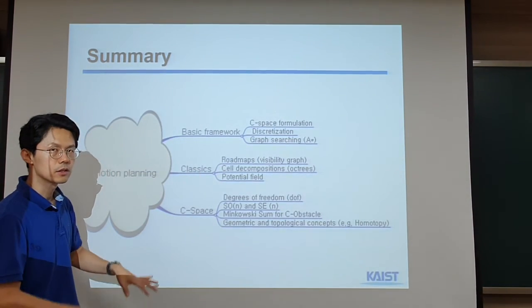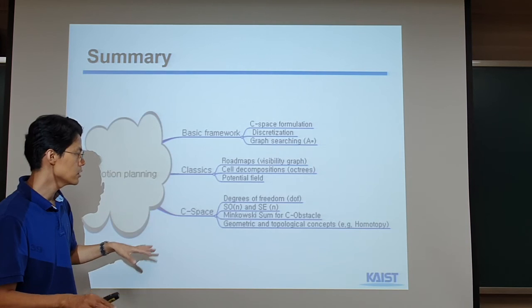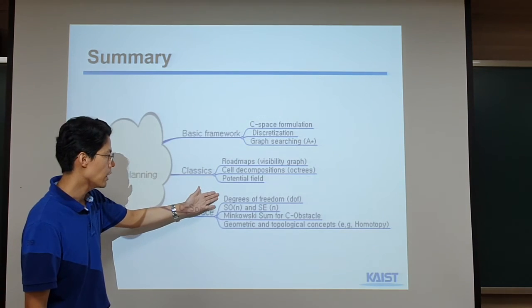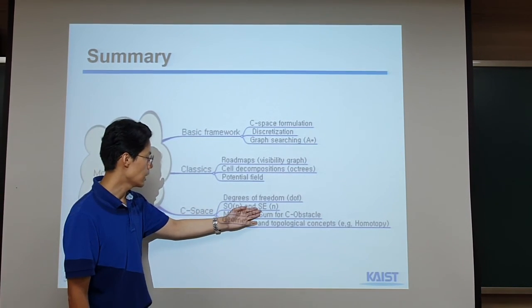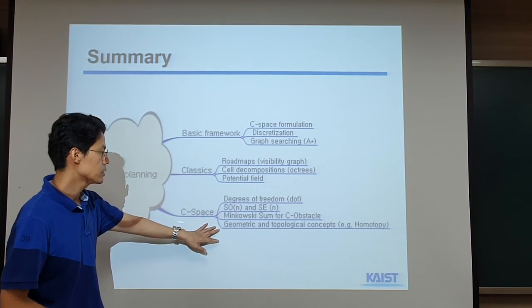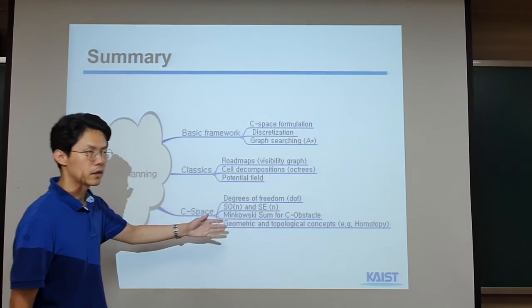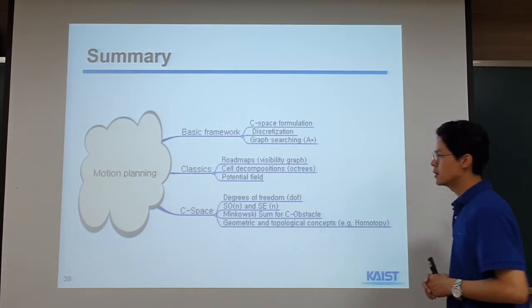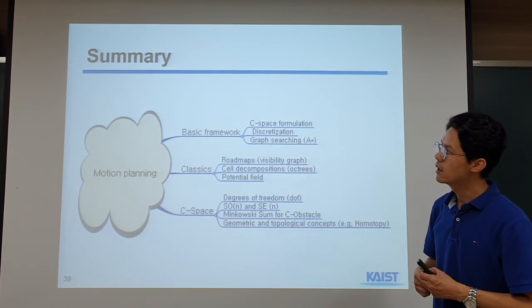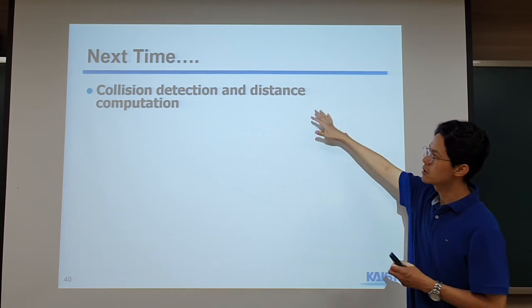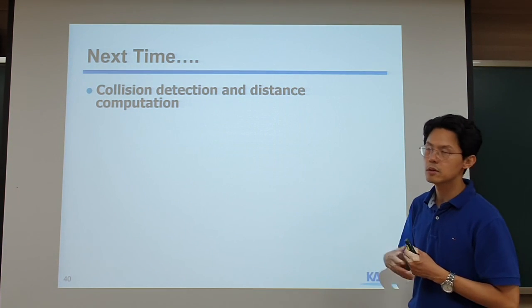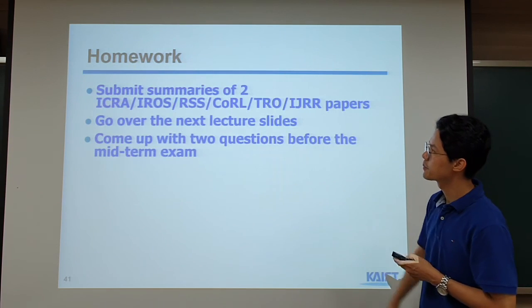And then I laid down some of the foundations of the C space. I talked about the minimum dimension of C space, DOF, SO(n), and also SE(n). Also, I talked about the Minkowski sum for computing the C-obstacle space, and then I briefly touched on some other geometric topology concepts like the homotopy concept. That's a quick summary of what we have talked about so far, and later on I will talk about another main ingredient for enabling motion planning, which is collision detection and distance computation.